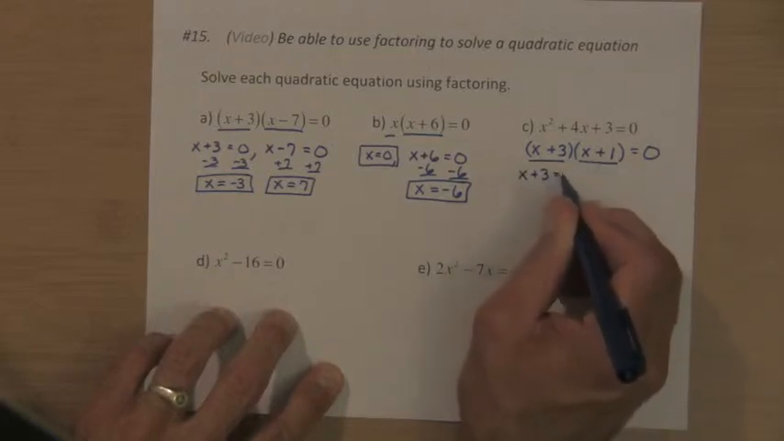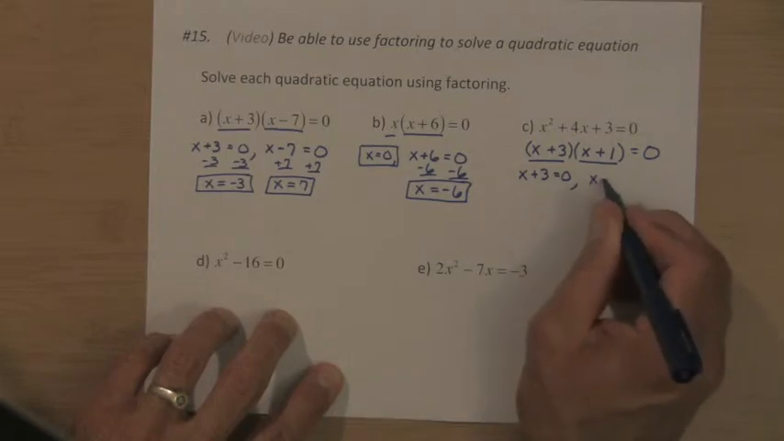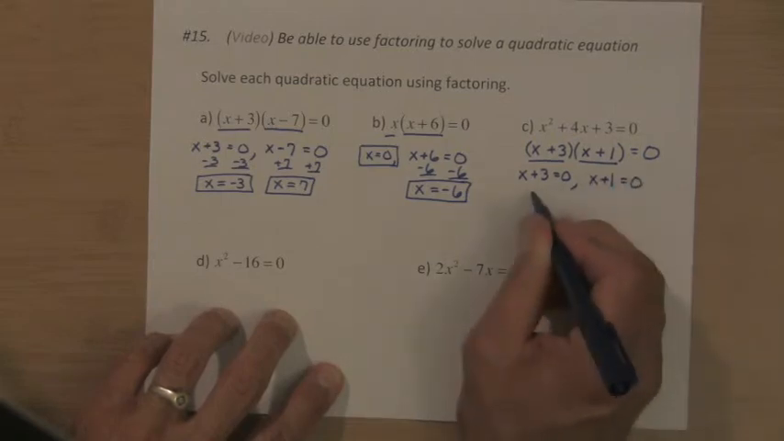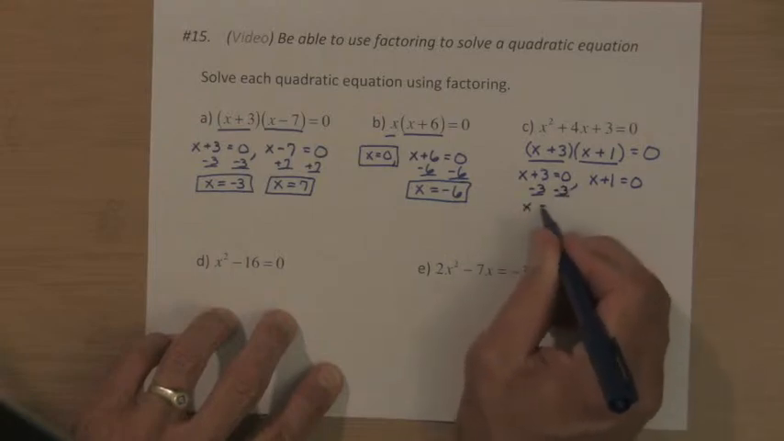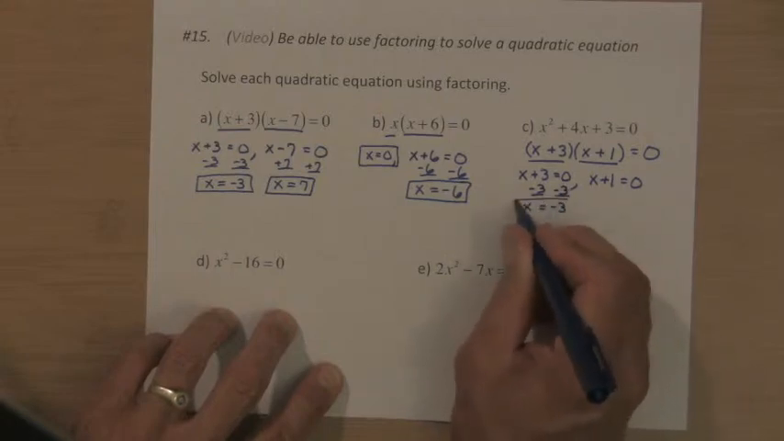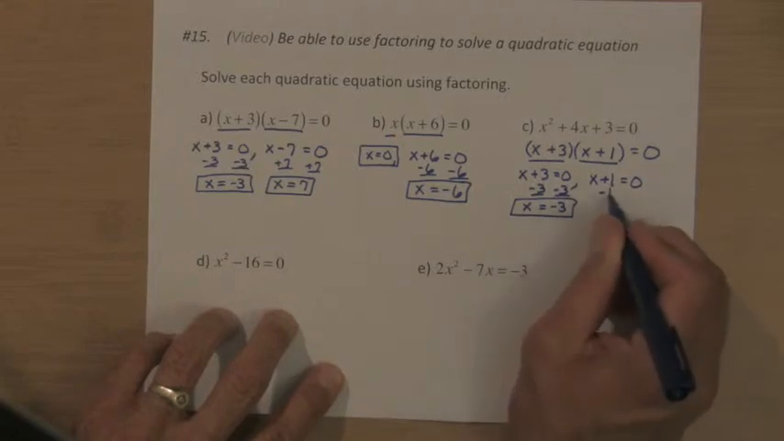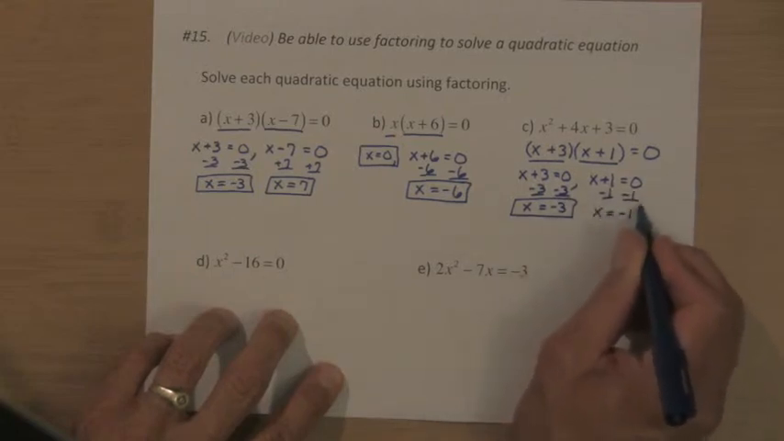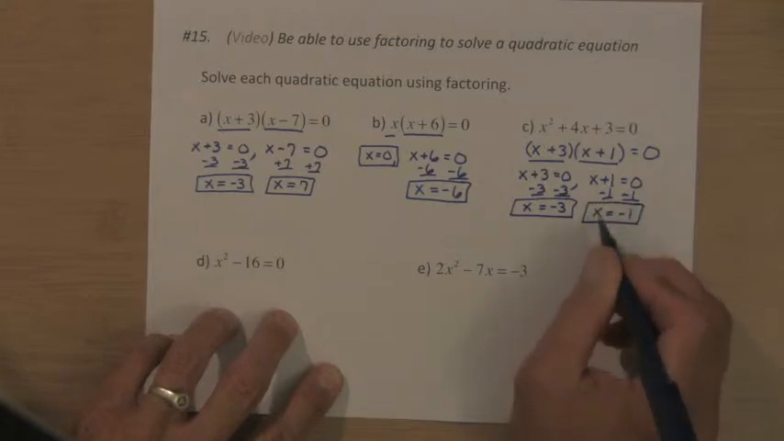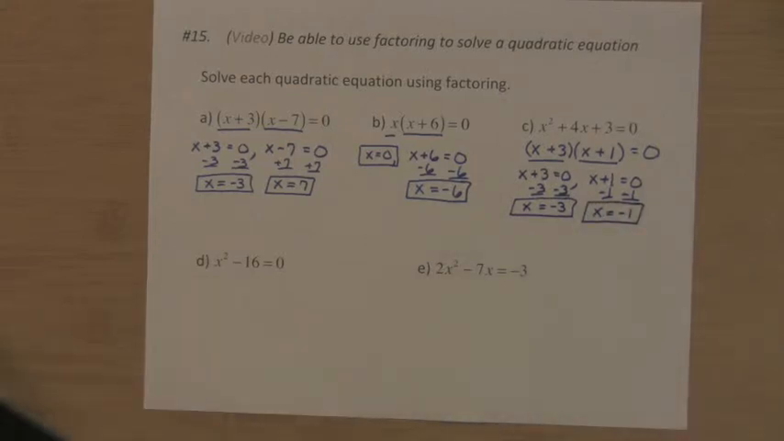So one equation to solve is x plus 3 equals 0. The other one is x plus 1 equals 0. To solve the first one, I subtract 3 from both sides, and I get x equals negative 3. There's one of my solutions. The other equation, I subtract 1 from both sides, and I get a solution of x equals negative 1. So my two solutions are negative 3 and negative 1 for that problem.